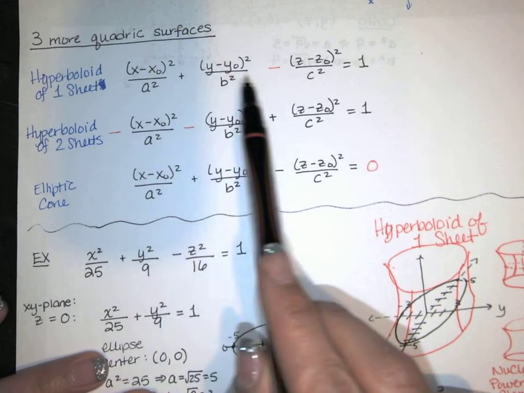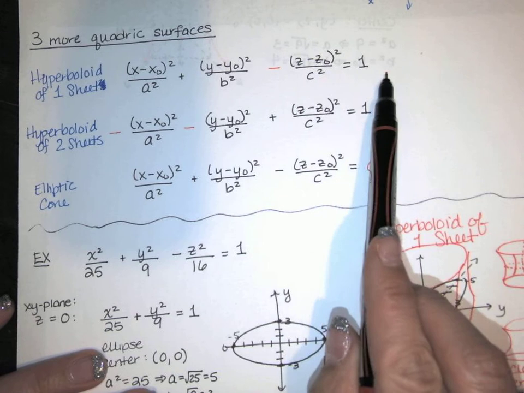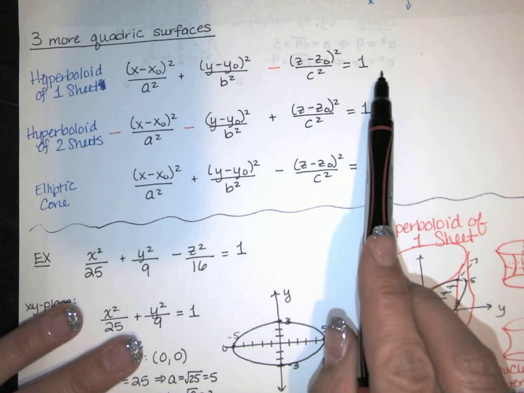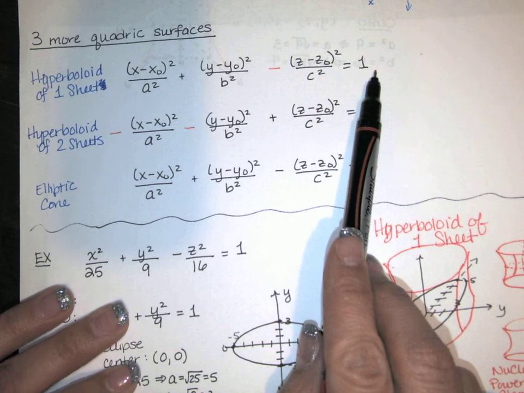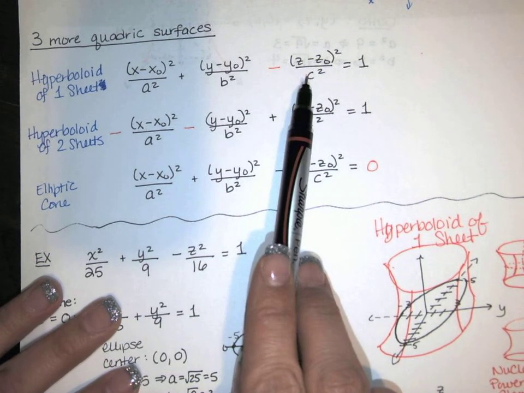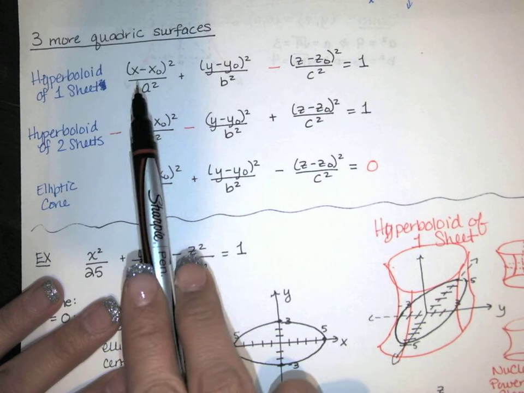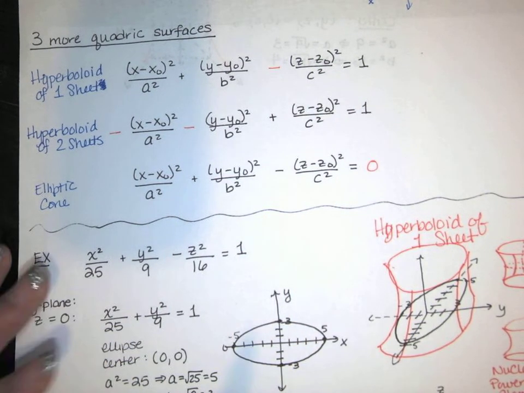And it looks just like this. If you've got 2 positives and a negative, the right-hand side is 1, or it can be made to be 1. If it's 10, we just divide everything by 10, so we get a 1 over here. And x, y, and z are all squared. So 3 variables squared, 2 positive, 1 negative, and a 1. That's a hyperboloid of one sheet.